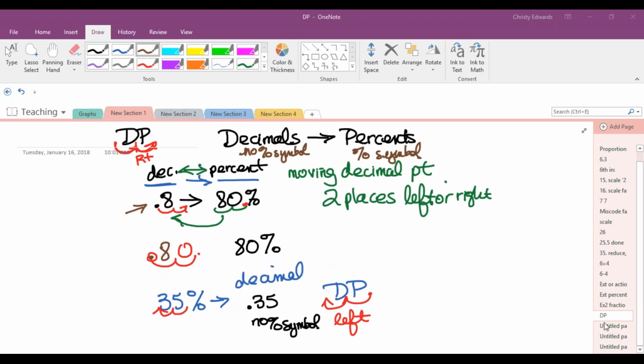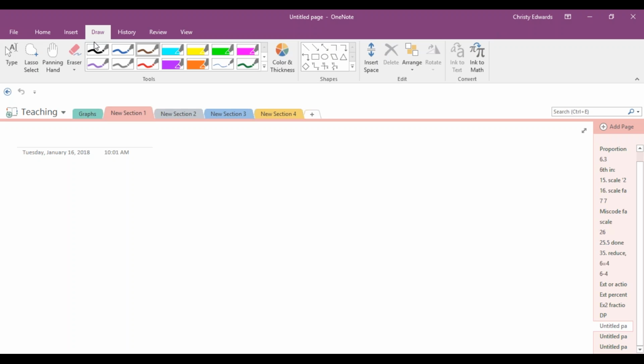Okay, let me just do a couple of these. If you've got to go, I totally understand. Use this as a reminder: the DP reminds you which way to move your decimal. If you're going percent to decimal, you're going left. If you're going decimal to percent, you're going right. Does that make sense? Let me just grab a few examples.